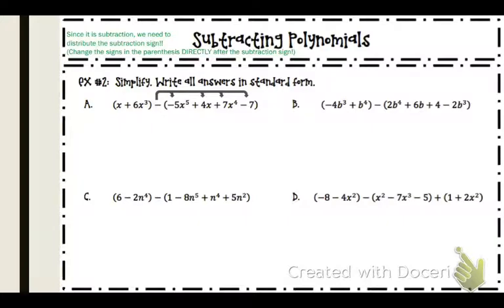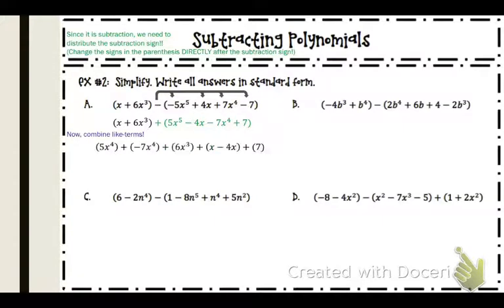So like in example A, how I drew these arrows, it's going to change all of those signs. So it becomes positive 5x to the 5th, minus 4x, minus 7x to the 4th, and then plus 7. Cool? And then you just combine like terms exactly like we did before.